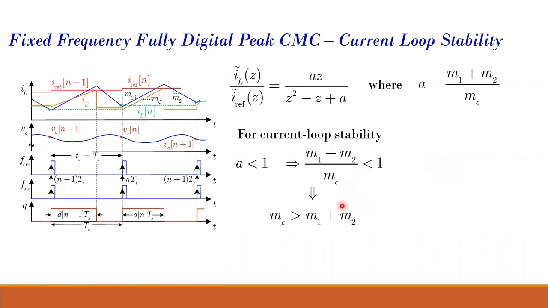So we have analytically proved that if this slope is used for generating the emulated ramp, then my current loop will be stable for fully digital peak current mode control. Okay, so we will proceed further.